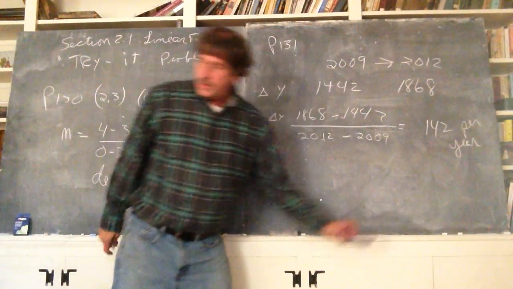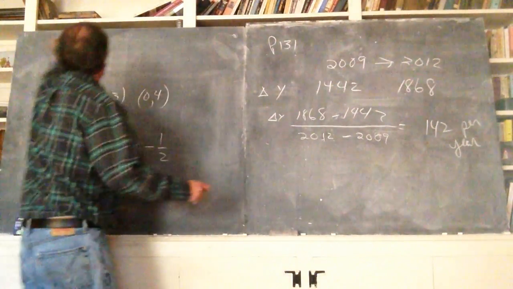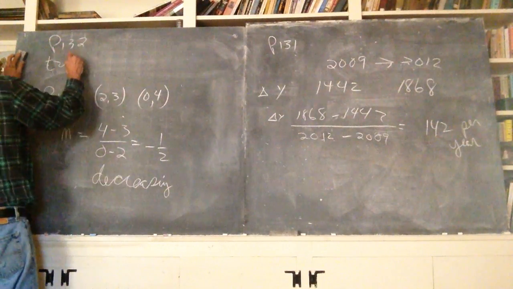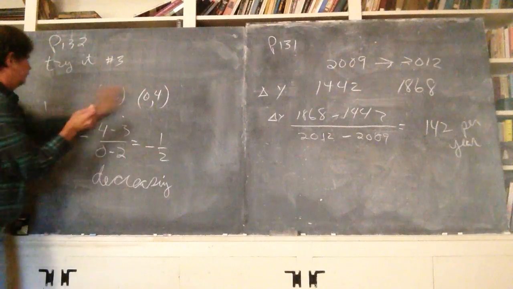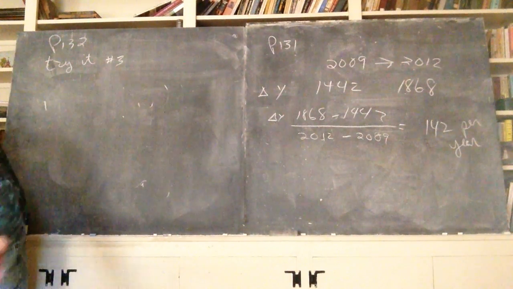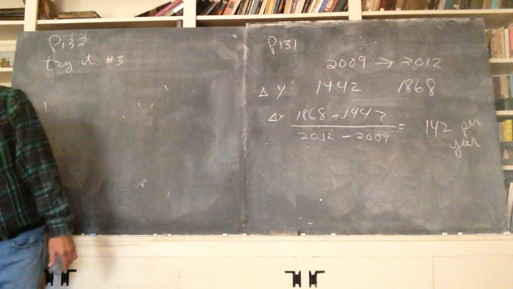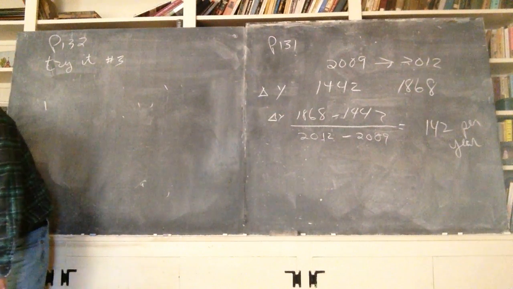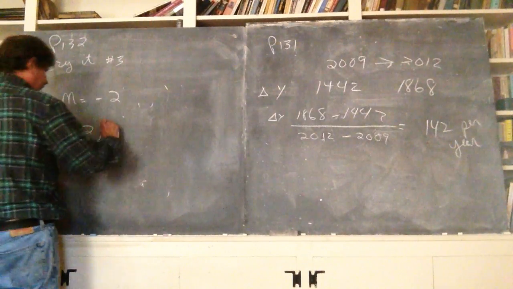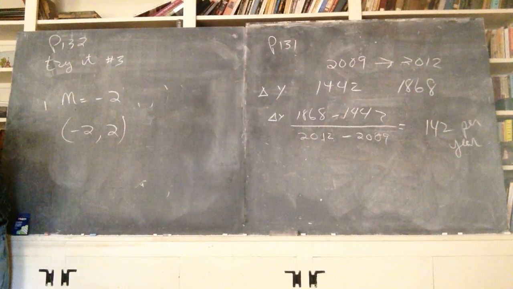Try it problem number 3 is on page 132. Write the point slope form of an equation with a slope of -2 that passes through the point (-2, 2). Slope -2, passes through the point (-2, 2). Not sure why the example has so many 2's, but essentially that's what it is.